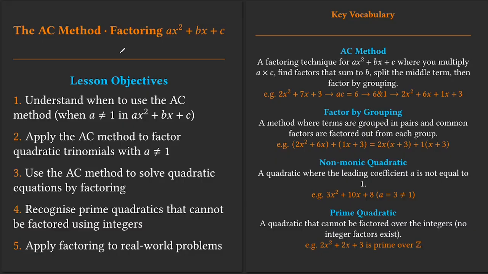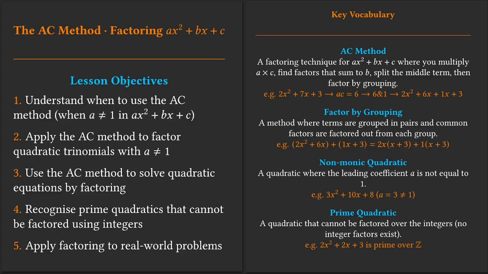In this lesson, we are looking at the AC method of factoring ax² plus bx plus c. By the end of this lesson, you should understand when to use the AC method. You should be able to apply the AC method to factor quadratic trinomials with a not equal to 1. You should also be able to use the AC method to solve quadratic equations by factorizing. You should be able to recognize prime quadratics that cannot be factored using integers. And finally, you should be able to apply all that we have learned to real-world problems.